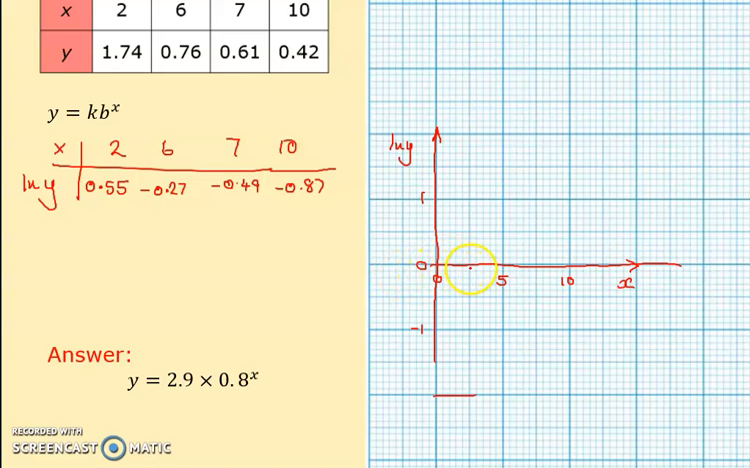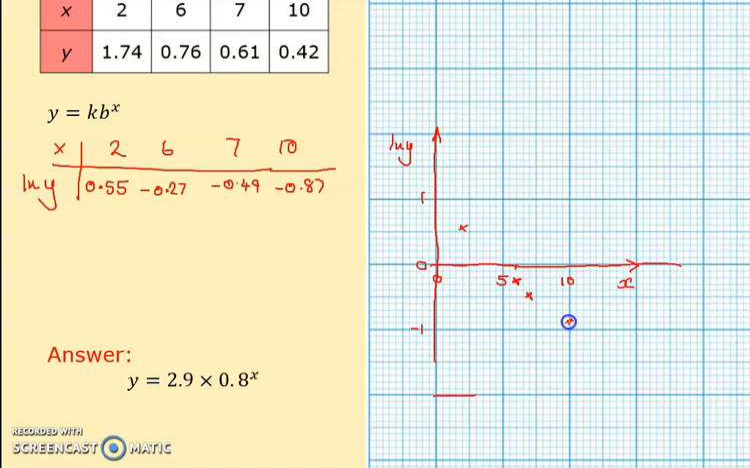So 2 across, which is there, 0.55 is there. Minus 0.27 for 6. So 6 is there. Minus 0.27 is about there. I'll soon see if these look straight. 7 is there. Minus 0.49 is more or less there. That looks straightish. And 10 is minus 0.87.